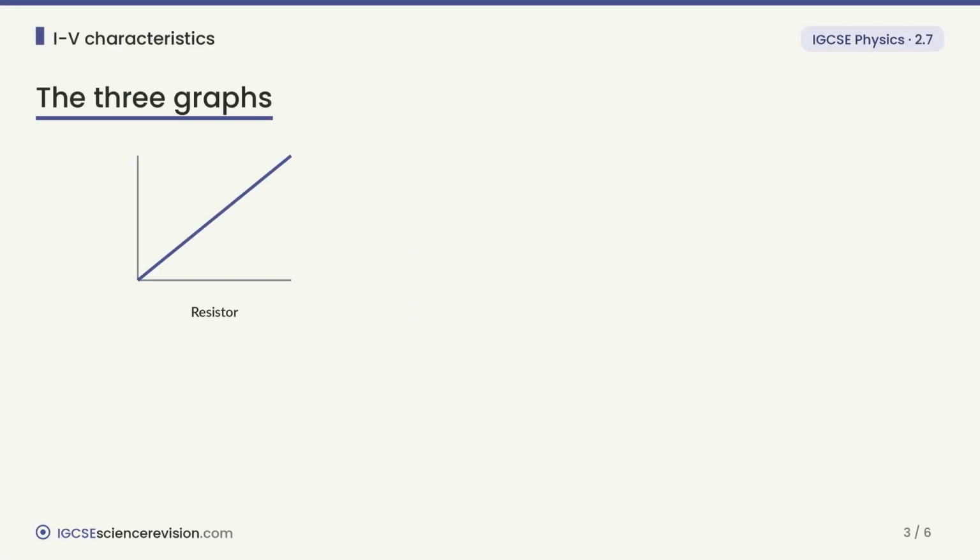The shape of the graph depends on the component. A fixed resistor gives a straight line through the origin. Current is proportional to voltage. It's ohmic. A filament lamp gives an S-shaped curve that gets shallower.